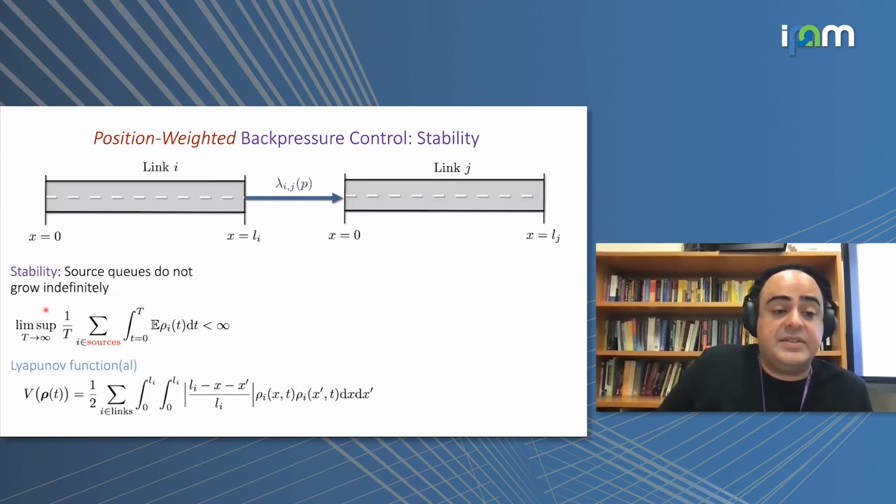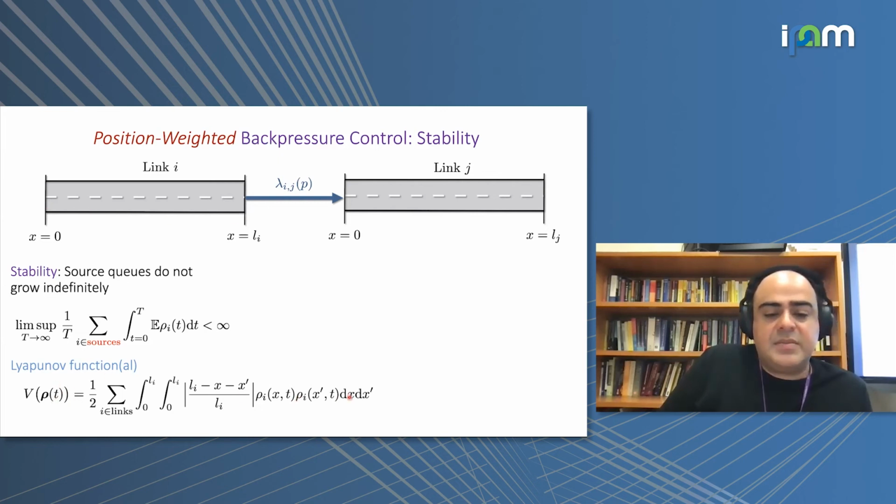Now, stability is interpreted as queues not growing indefinitely along the sources. So that's key. Otherwise, it's basically the same thing that we had before. And what we consider here is the following Lyapunov functional, because it's a function of really a set of curves. A density is not a point. A link density is an entire curve over the length of the link. So it's really a functional.